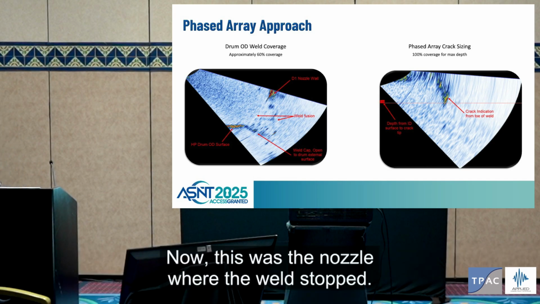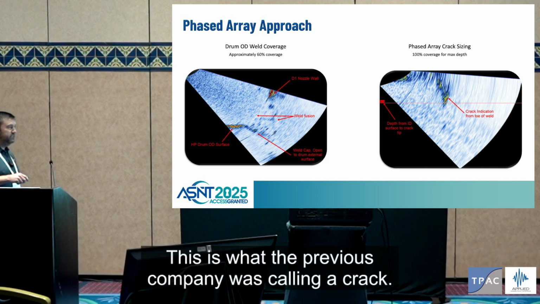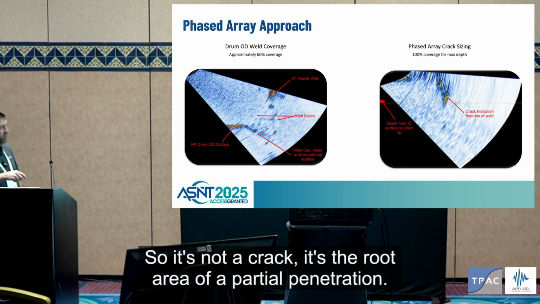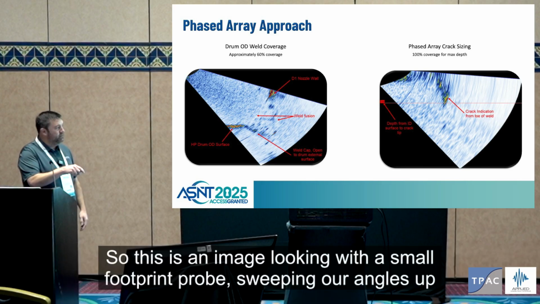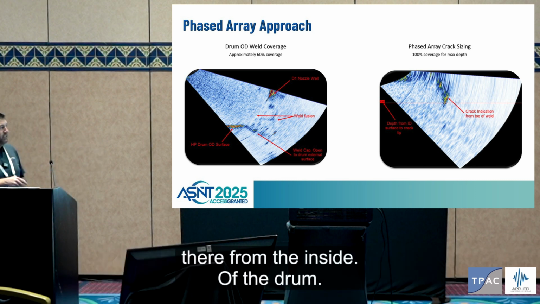Now, this was the nozzle where the weld stopped, basically the root of the OD weld. This is what the previous company was calling a crack, and they called that a crack on all 18 nozzles. So it's not a crack, it's the root area of a partial penetration. The actual crack is right here, which was on the inside of the part. This is an image looking with a small footprint probe, sweeping our angles up pretty high, just to see an OD connected crack to verify that it was there from the inside of the drum.